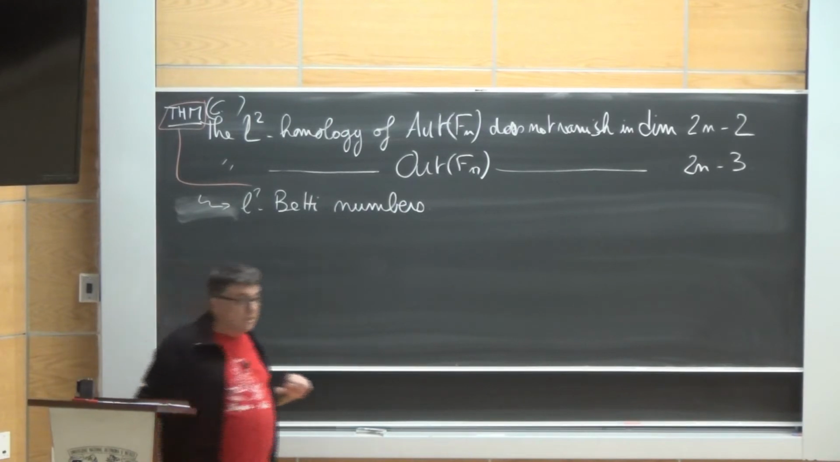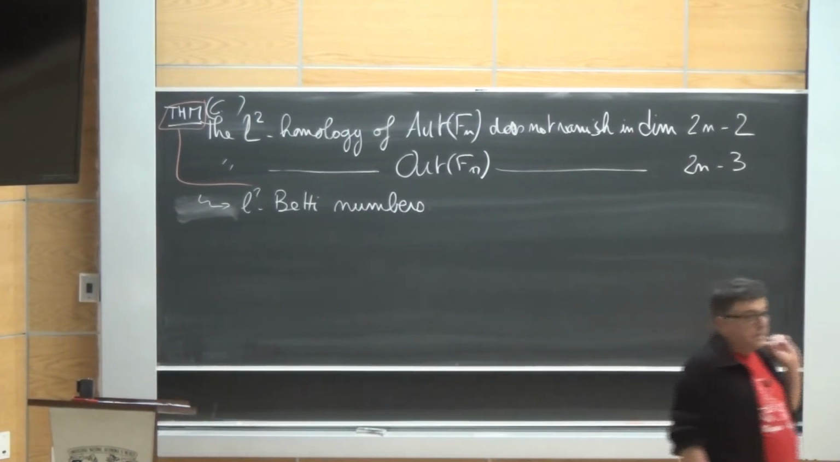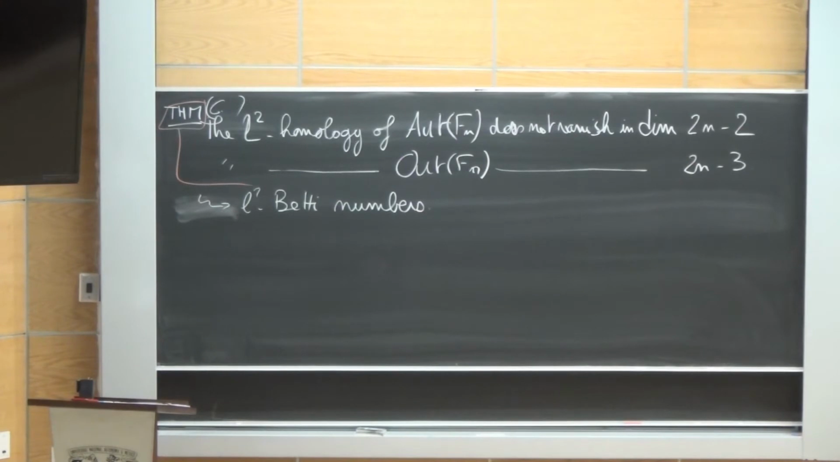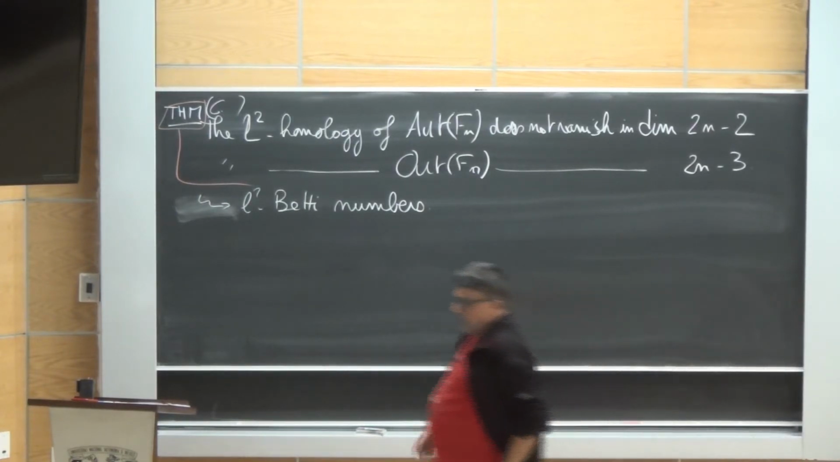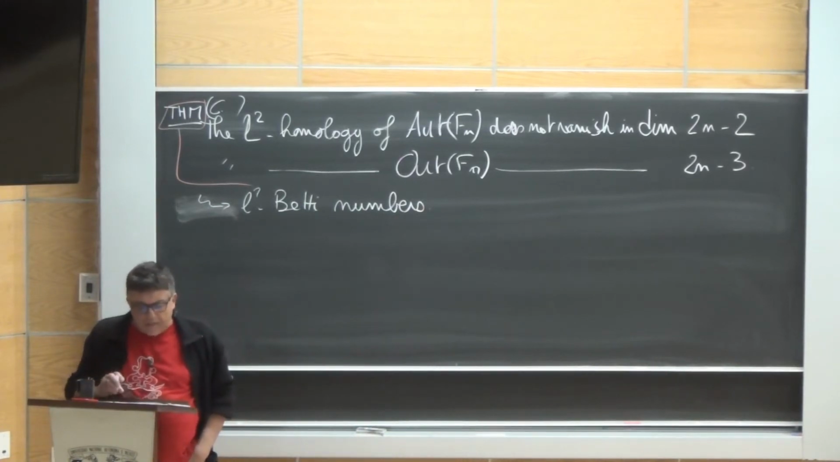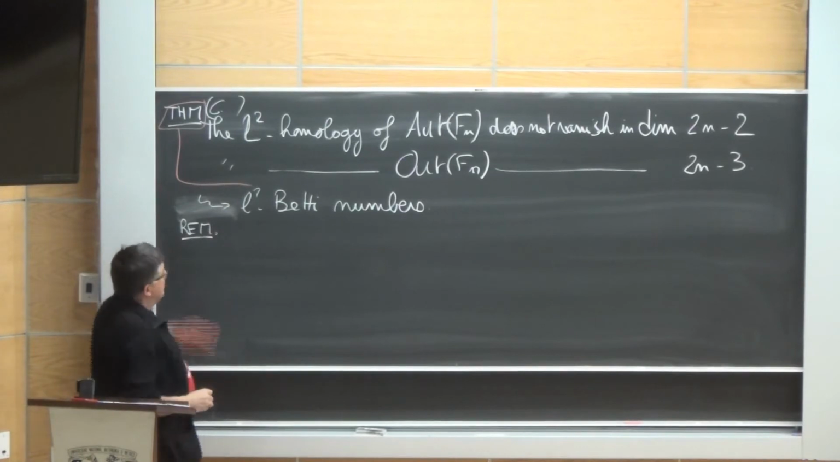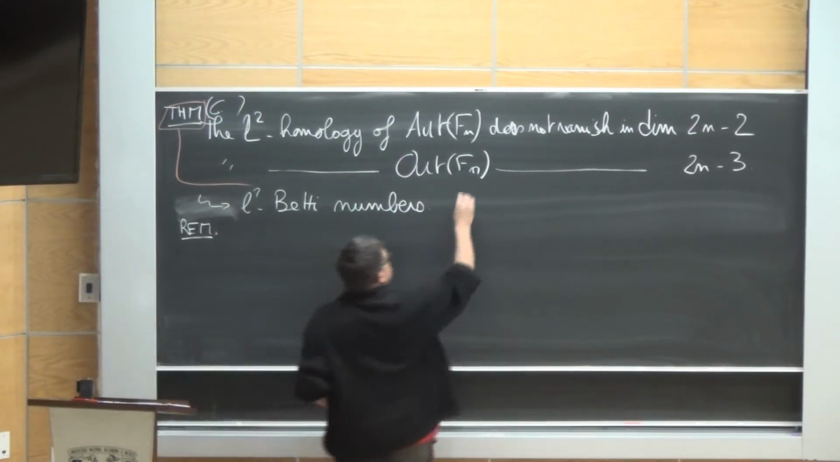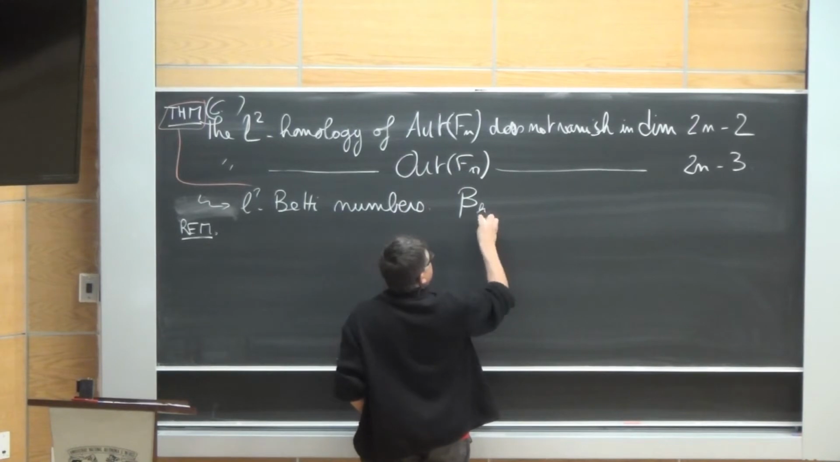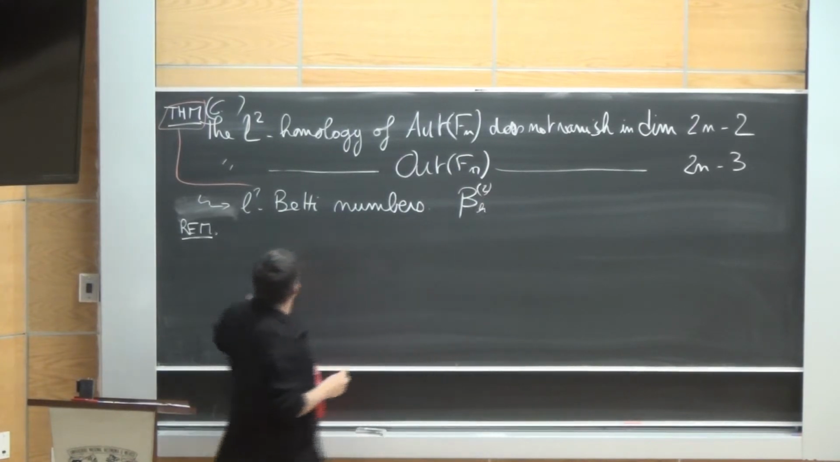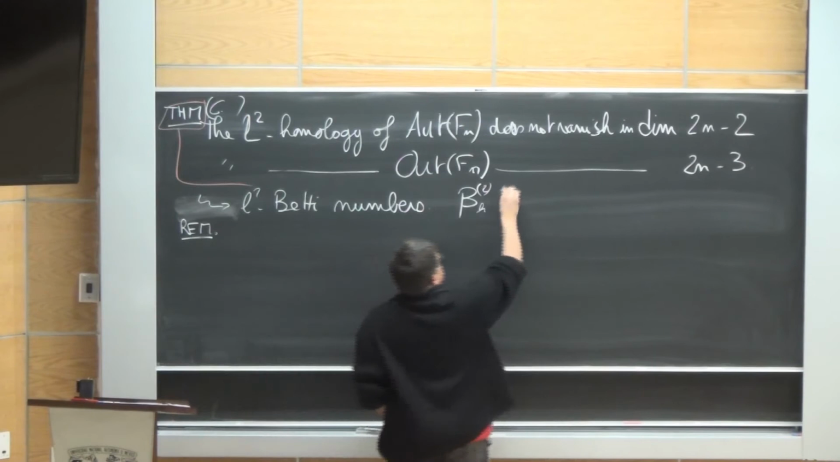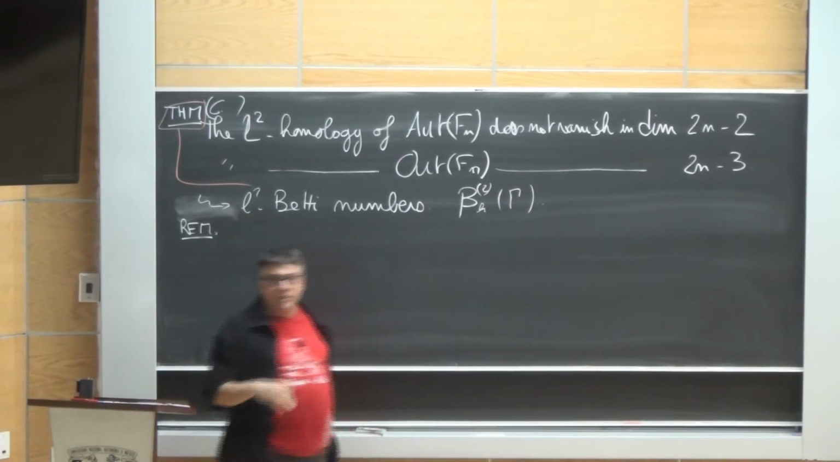So the dimension is not a usual dimension as a vector space. Okay, so I guess this will appear in the discussions. I can mention that this L2 Betti number, the notation is beta k for the dimension and 2 for L2, and gamma for my favorite group.